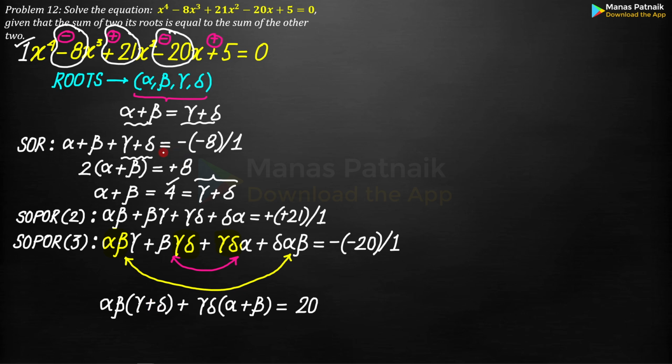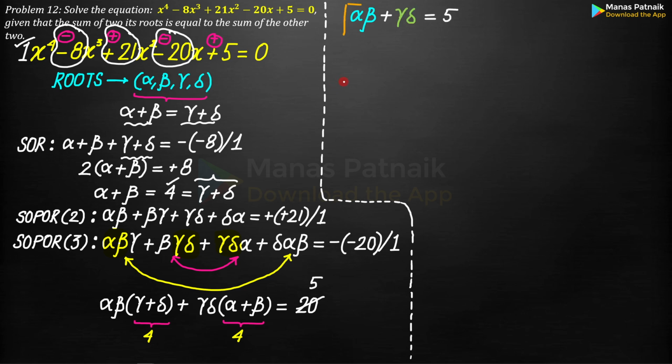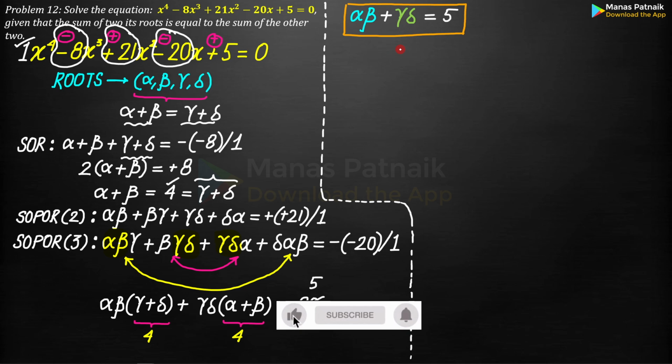We also know from the previous equations that gamma plus delta or alpha plus beta, both of them are equal to 4. So 4 can be taken as common and it will cut this 20 by 5. So we have this new relationship: alpha beta plus gamma delta is equal to 5. This is going to come in very, very handy. Please watch this carefully and write till the end. Okay, here we go.